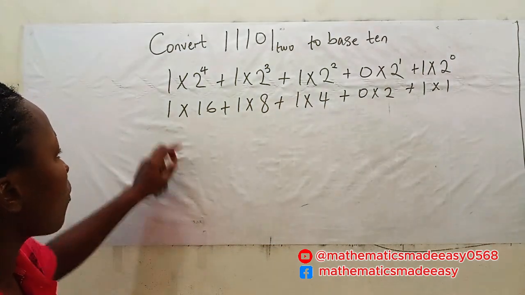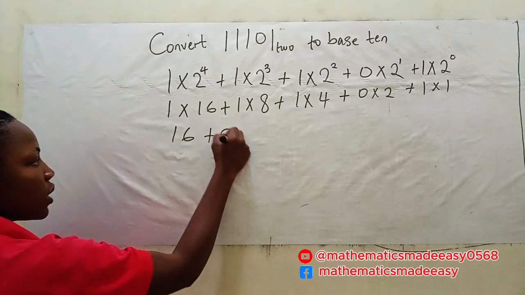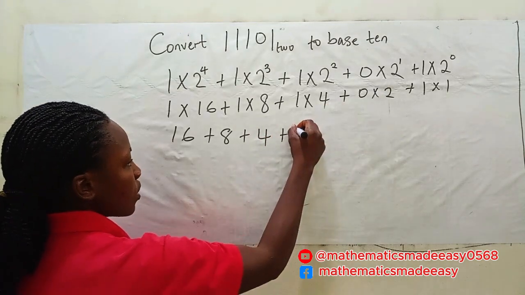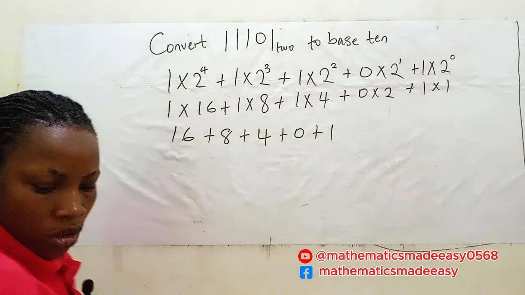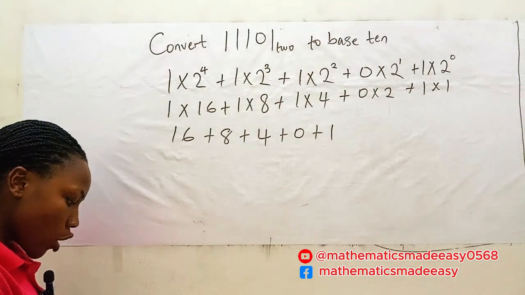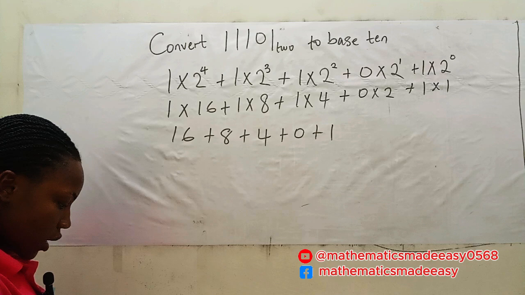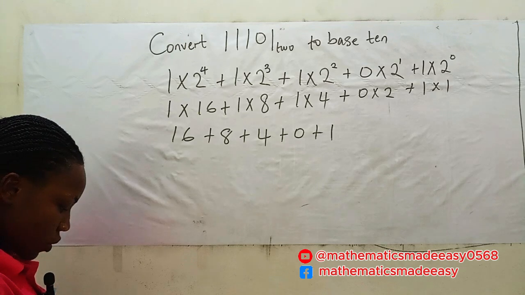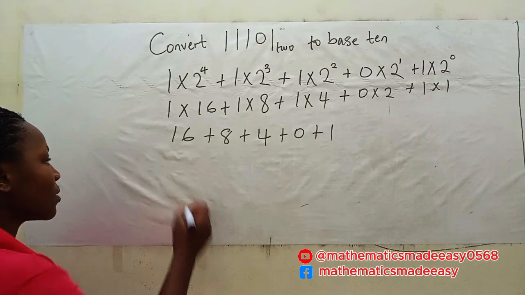Alright, so here we have 1 times 16 is 16 plus 8 plus 4 plus 0 plus 1. Alright, so let's add these numbers together. Adding them together, we are going to have 16 plus 8 plus 4 plus 1. That is equals to 29.